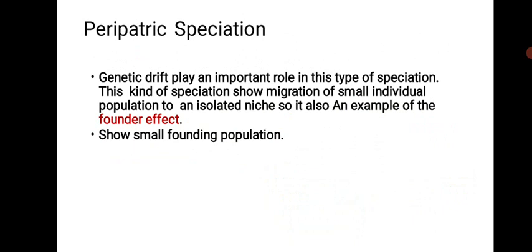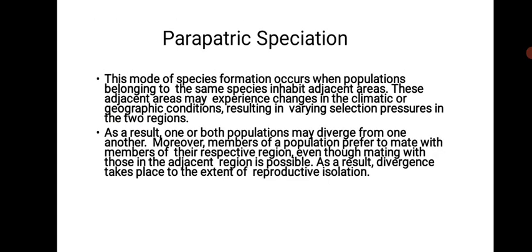Genetic drift plays an important role in this type of speciation. This kind of speciation shows the migration of a small number of individuals of a population to an isolated niche. So it is also an example of the founder effect and shows a small founding population.